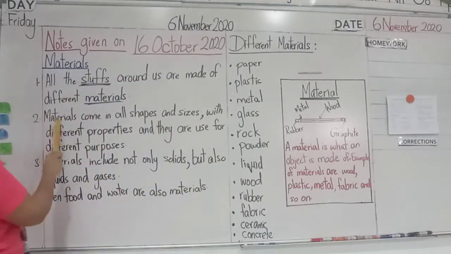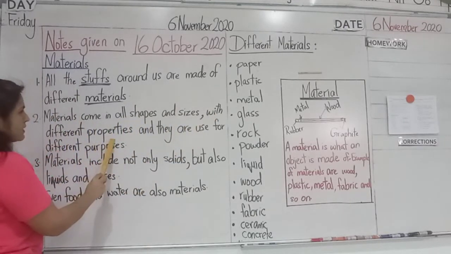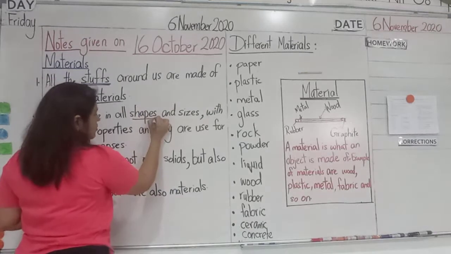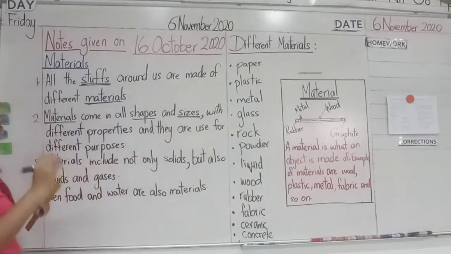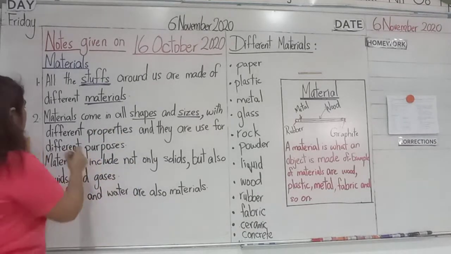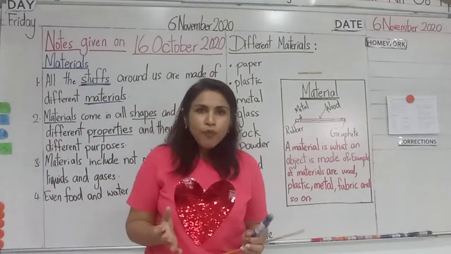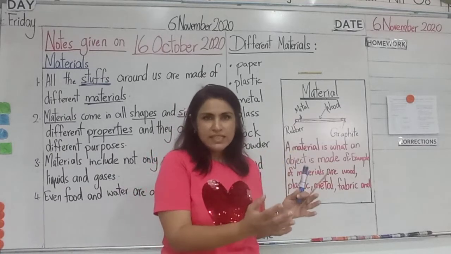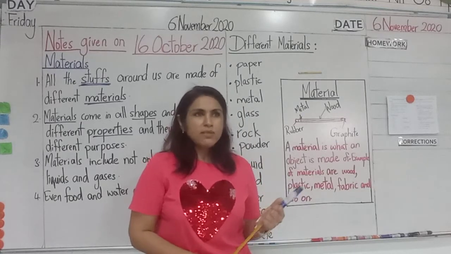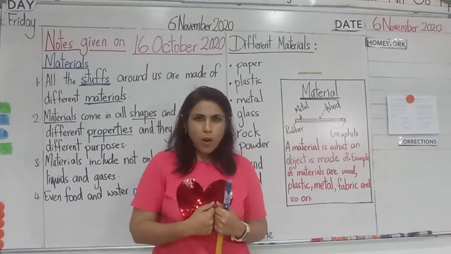Next, point number 2, materials come in all shapes and sizes with different properties. Now what happens is these materials come in different shapes and sizes, or mostly everything is in a different shape and a size according to their requirement. Now different properties as well. Certain things which are waterproof, you use where it is more of a wet area and you don't want the material to get wet, so you use waterproof objects. For example, under the rain you use an umbrella or a raincoat so that it keeps you dry.